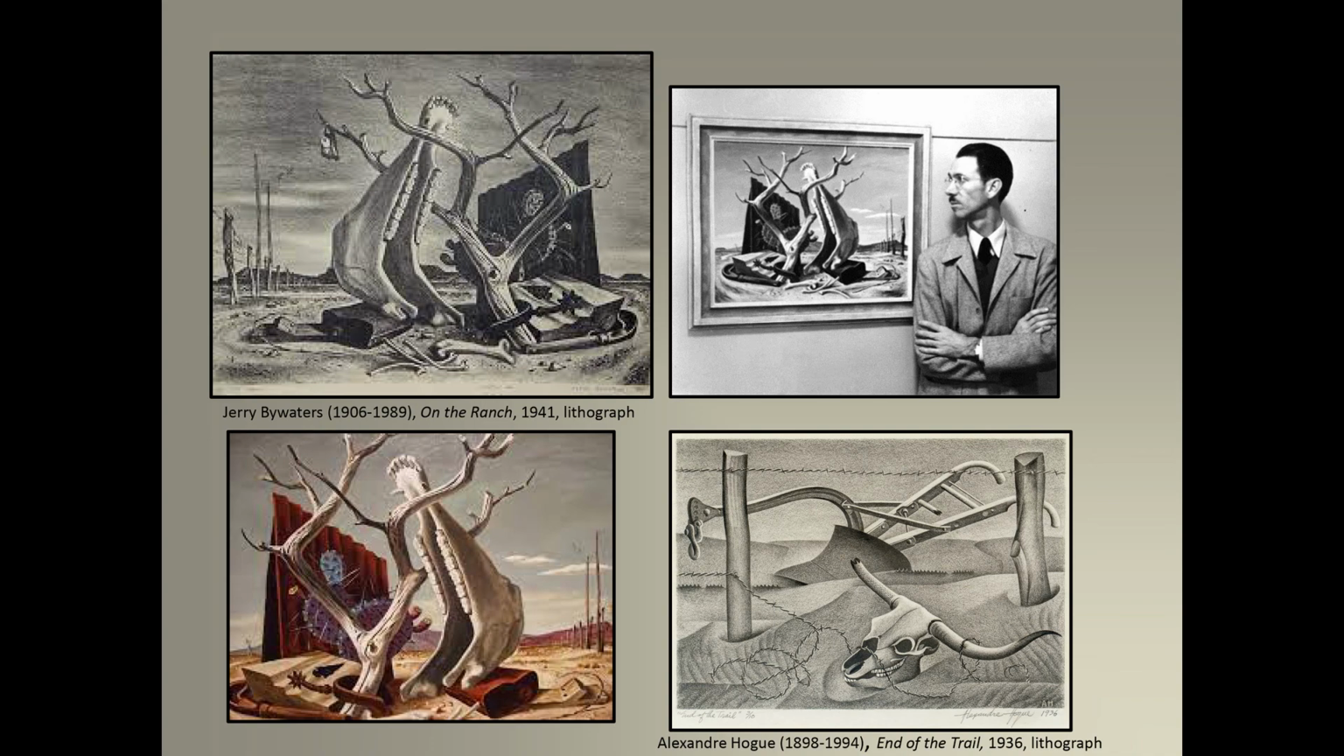The Dallas Nine artists, Jerry Bywaters, Alexander Hogue, Thomas Stell, Harry Carnohan, Otis Dozier, William Lester, Everett Spruce, John Douglas, and Perry Nichols all rejected European abstraction in favor of realism in what became known as regionalism.